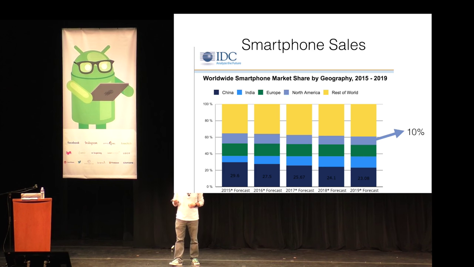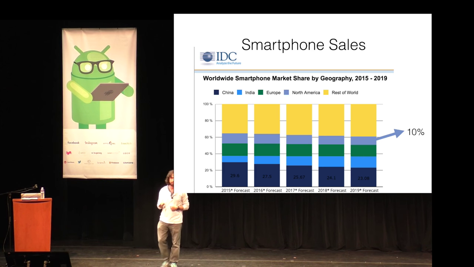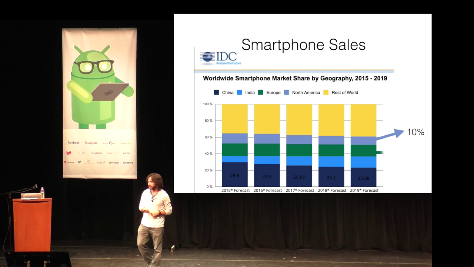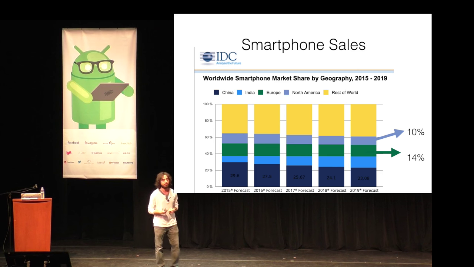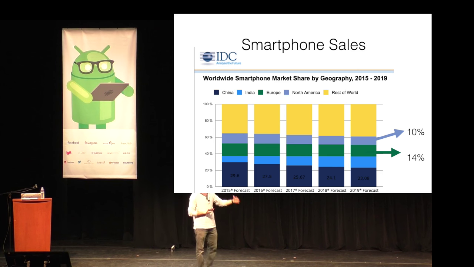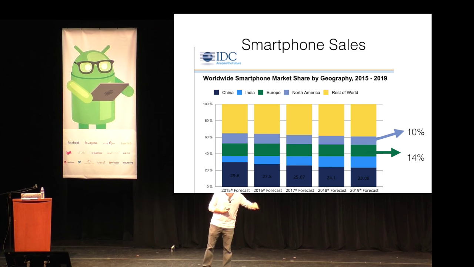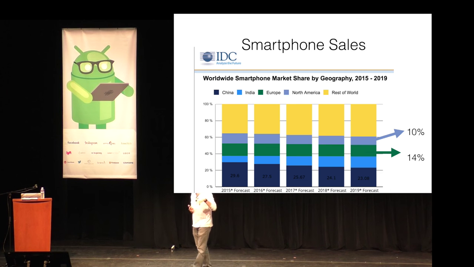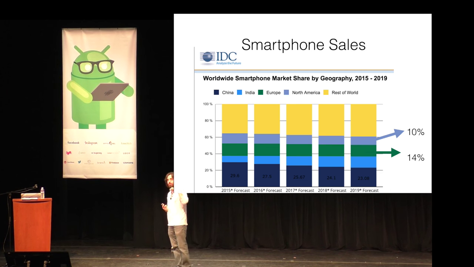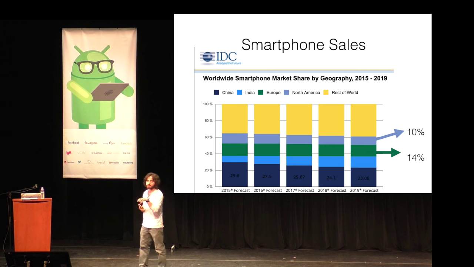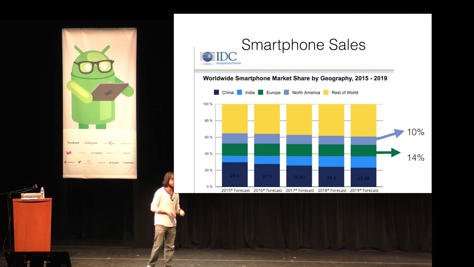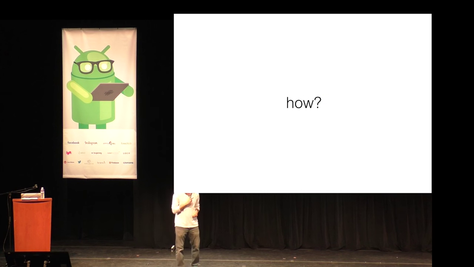That's the concern. Do you want your application to be used by only 10% of the users? Add Europe to that, that's another 14%. It's just a quarter of users who will be able to use your application. It's growing. People in the rest of the world, in developing countries, will be the dominant users. So if you want to be one of those dominant applications by then, you need to act today. You need to be ready for that. You need to grab users earlier.